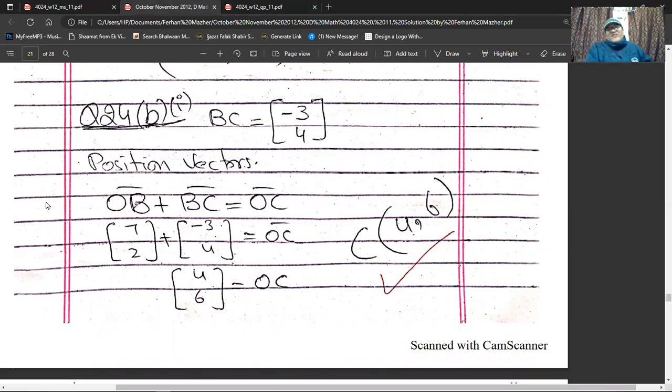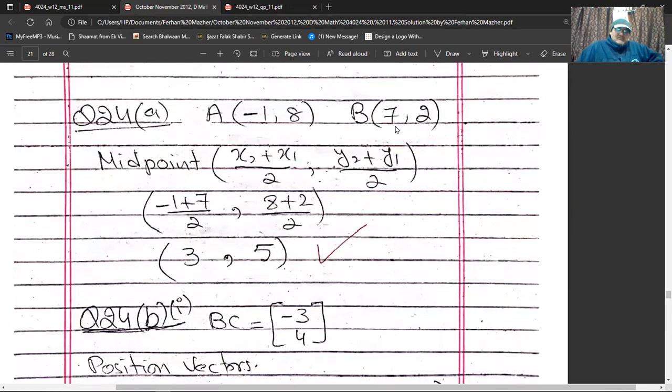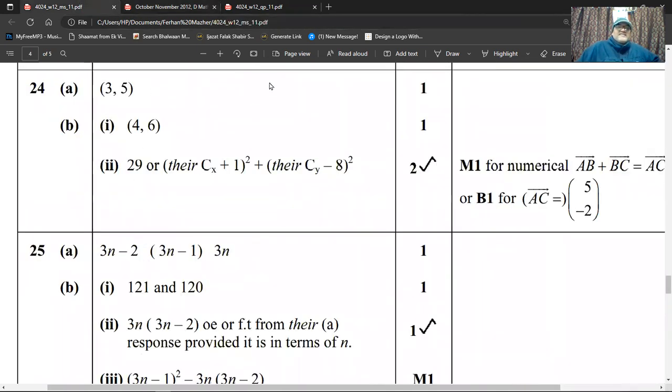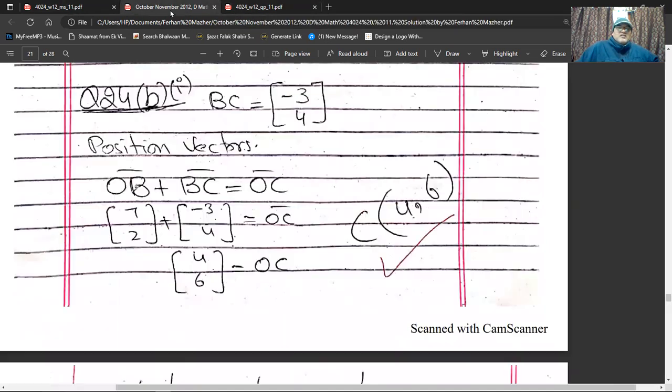So OC, I want to find out. That is the position vector of C. So OB is (7, 2). I know the coordinates of B. So OB is (7, 2) plus BC is (-3, 4), that is equal to OC. That will be 4 and that will be 6. So it means the position vector of C is (4, 6). That means the coordinates of C are (4, 6). 4, 6 is the right answer, sir. This is how this is done.